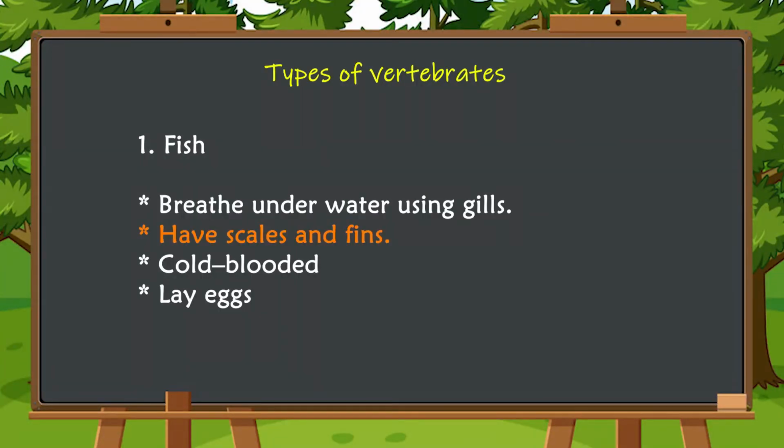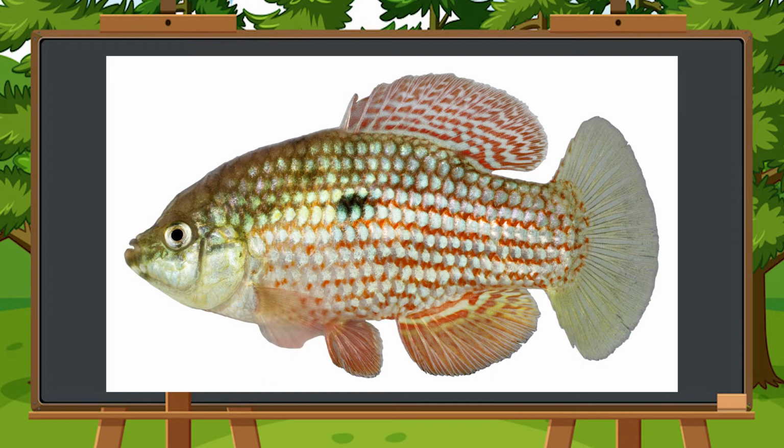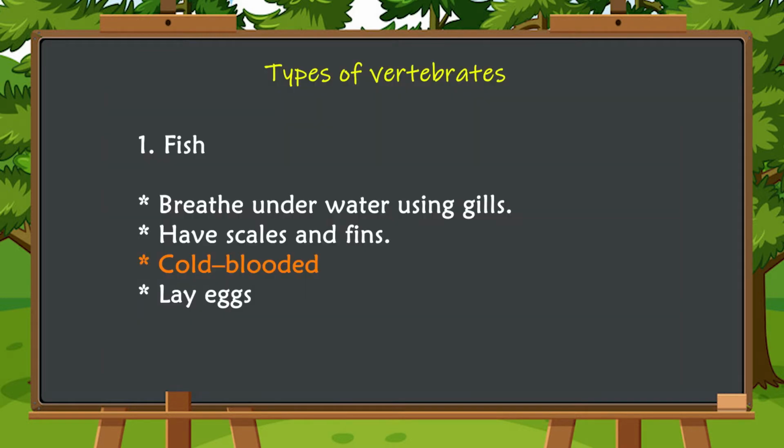They also have scales and fins. So they don't have skin and hair like we do. Instead, their body is covered with scales and fins. They're also cold-blooded, which makes it easier for them to live in water. And they make their young by laying eggs.